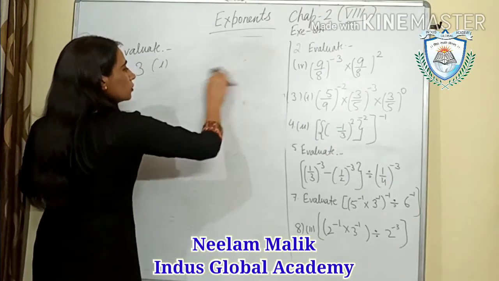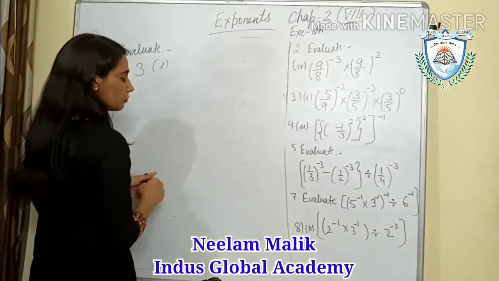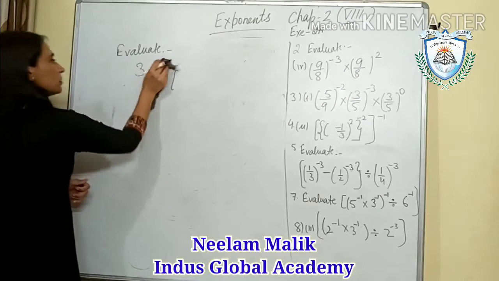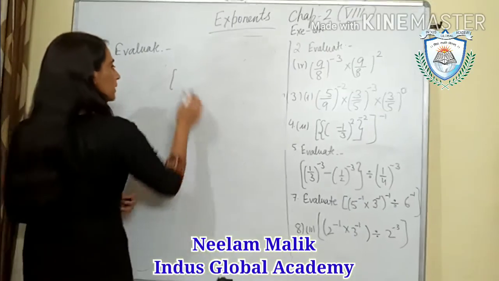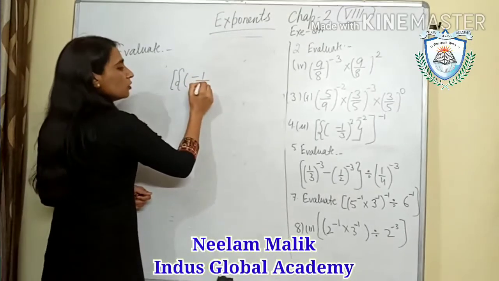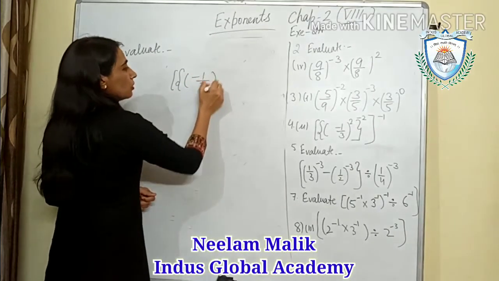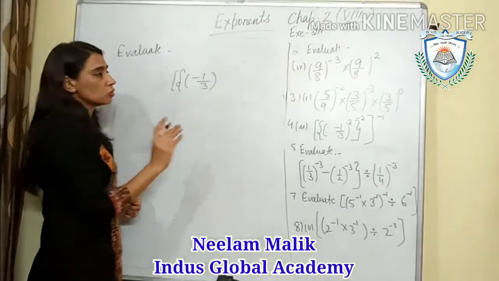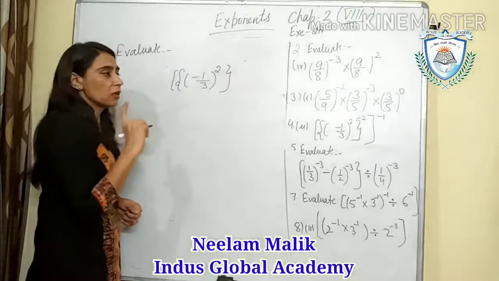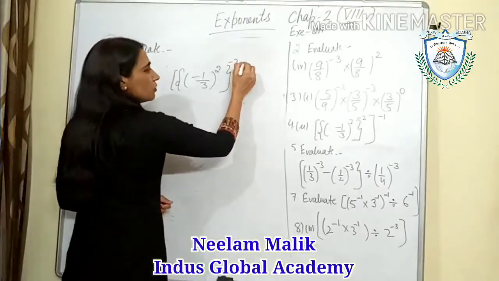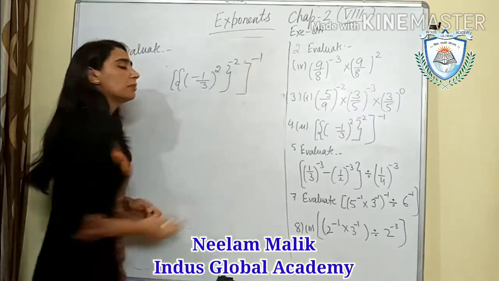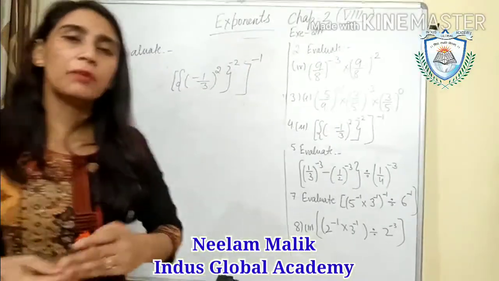In question number 4, second part, it is given: big bracket, then curly bracket start, then simple bracket, and here minus 1 upon 3, simple bracket close, and the power of that is 2, then curly bracket close, the power of that is minus 2, then the big bracket close, and the power of that is minus 1. Okay, we have done one identity.